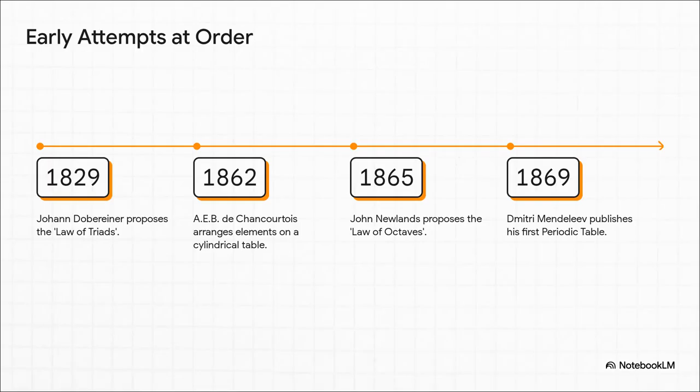And to be fair, people were trying. Some really brilliant minds were starting to see patterns. You had Johann Dobereiner back in 1829 noticing these little groups of three, his triads. Then came others like Deschamps-Courtois and Jean Newlands. They were all getting warm, circling a fundamental truth. But no one had quite cracked the code.